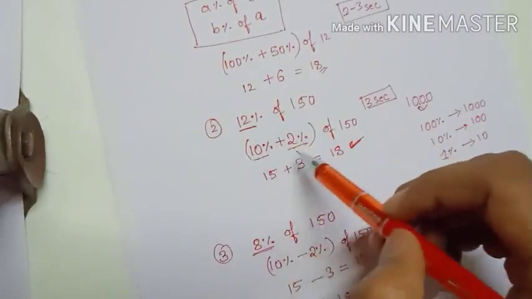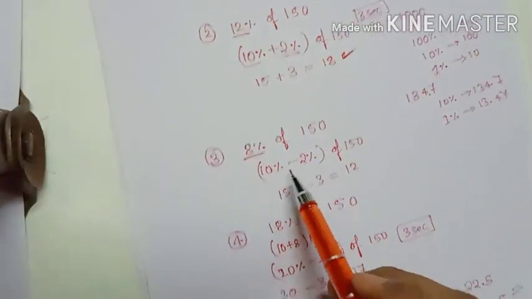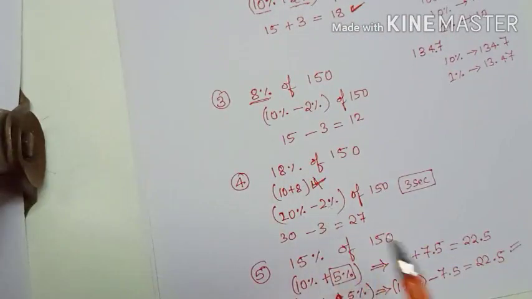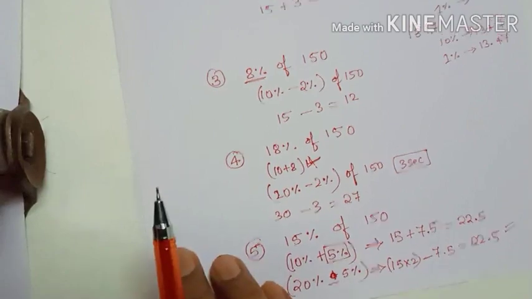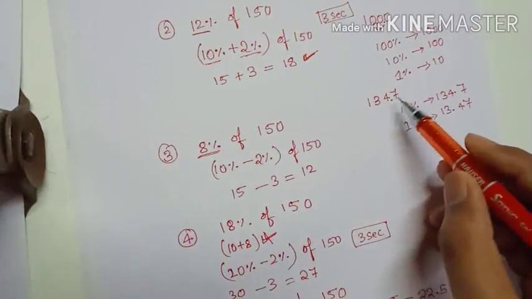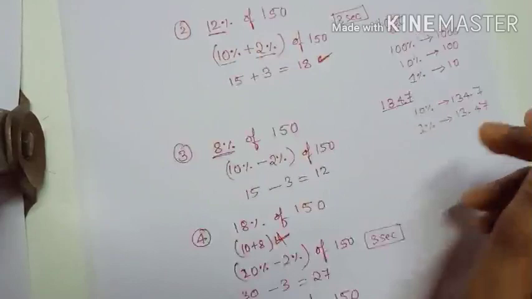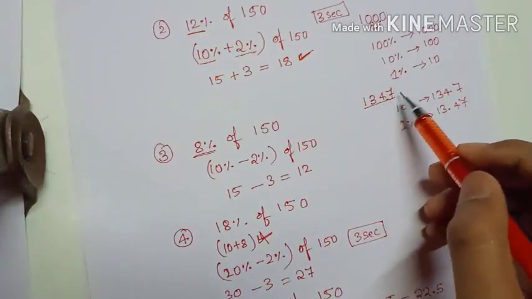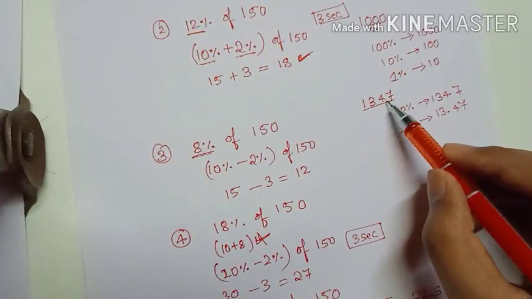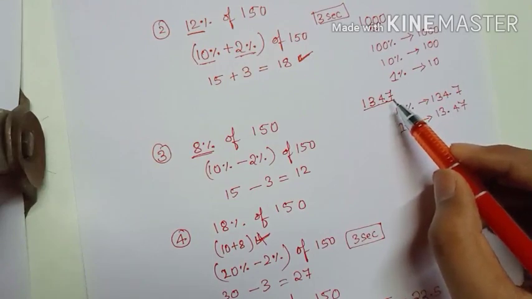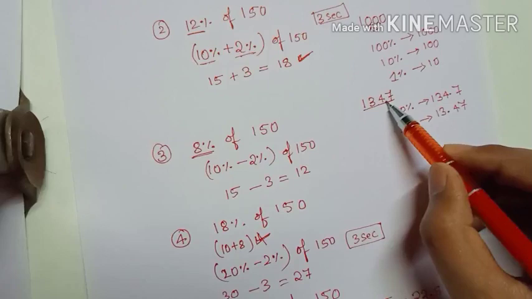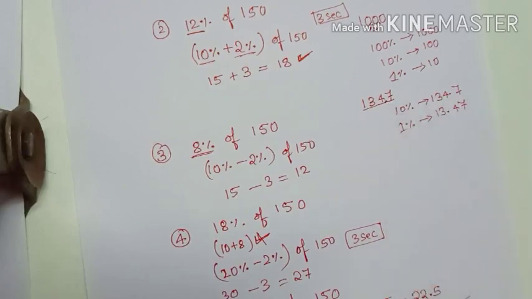Then 12% as 10 plus 2, 8% as 10 minus 2, 18% as 20 minus 2, 15% as 10 plus 5%. And this is very important for you people. See, if the given number is, say, 1347, and you want 10%, you have to shift the point one decimal place towards the left. Here it is. So if you put the decimal point one digit from the last, it will be 10%.